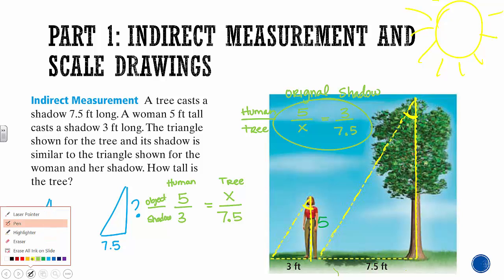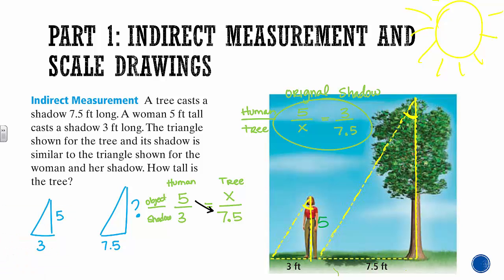Once your proportion is set up, all you got to do is cross multiply. So 5 times 7.5 gives you 37.5, and 3 times x gives you 3x. If you divide by 3, you end up with 12.5 feet.